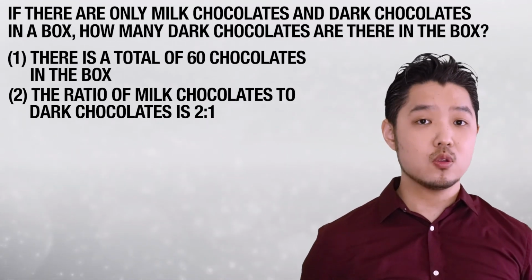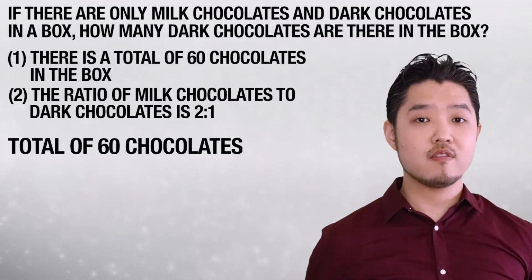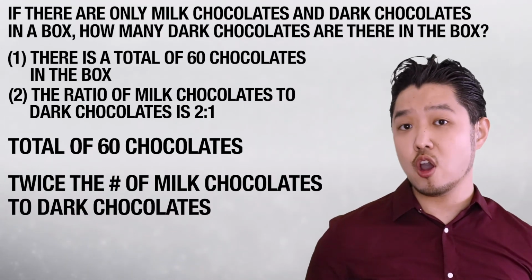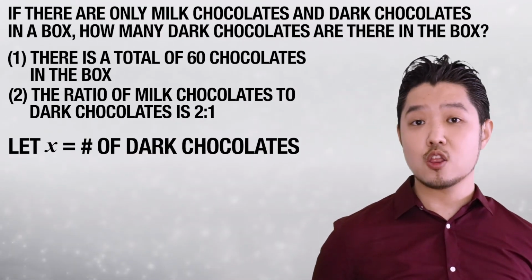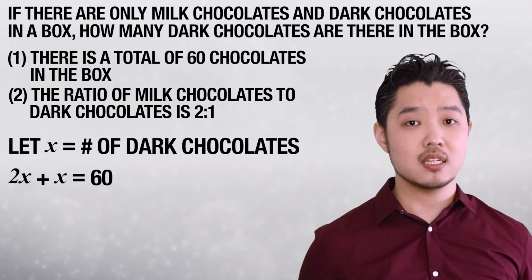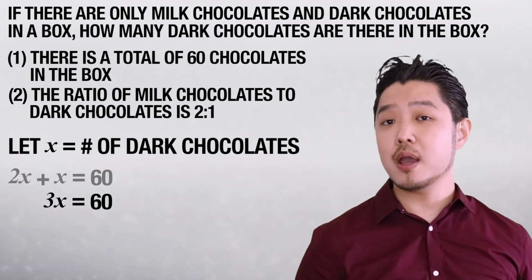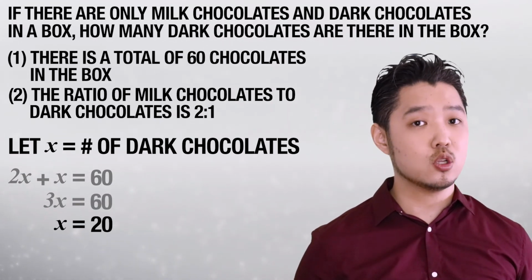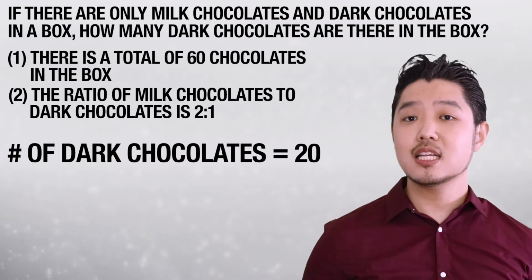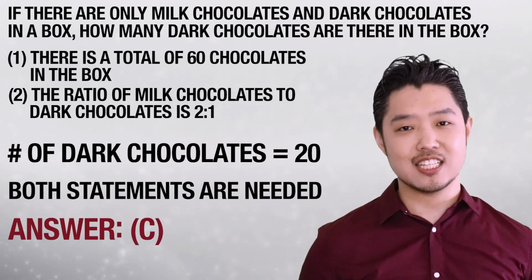Since B is out, now we explore if both statements are sufficient. We have a total of 60 chocolates, and we have twice the number of milk chocolates to the dark chocolates. If we let x equal the number of dark chocolates, then we have 2x plus x equals 60. Adding up, this is 3x equals 60. And divide by 3, then we get x is equal to 20. Now we know that the number of dark chocolates is 20. Since both statements are needed to be sufficient to solve, C is the answer.